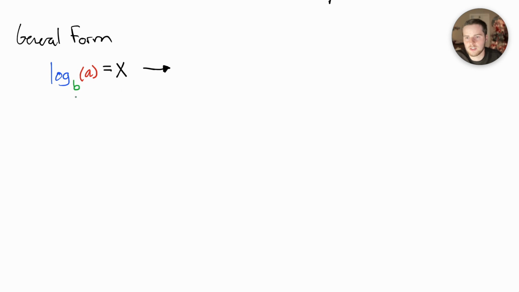So what this is going to look like is you're going to take your base, you're going to raise it to what it's equal to, and then it's going to be equal to this third part. So again, that might not make sense, but let's just write it out. So we have the base, which is b. We have what it's equal to. We're raising it to that power. And then we're setting that equal to what we're logging.